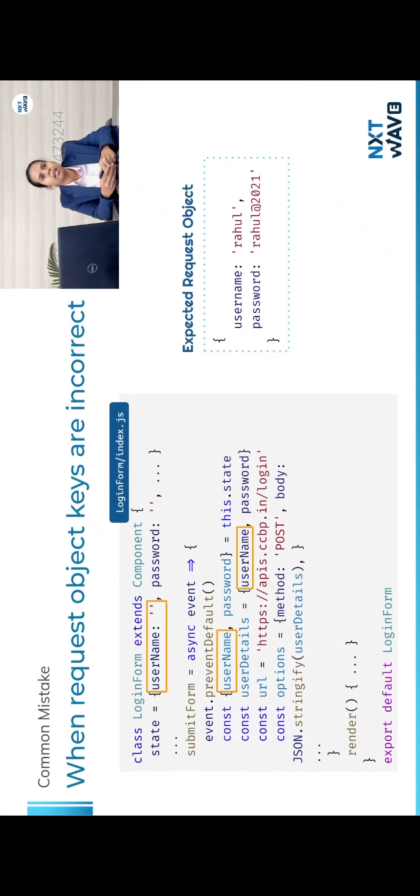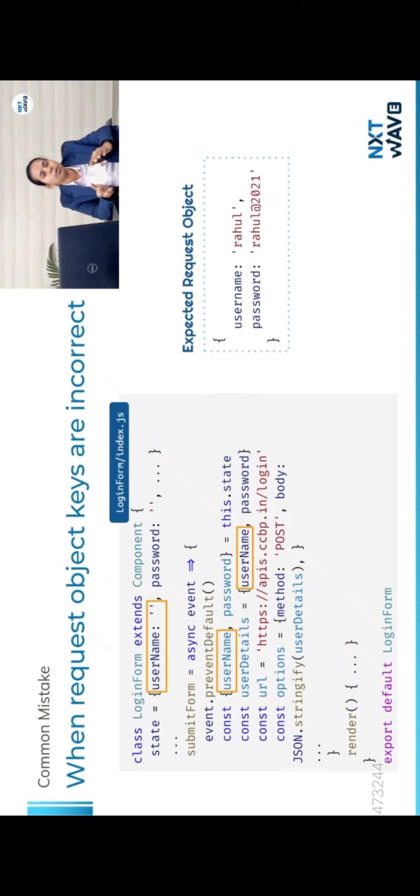Okay, let's understand this. Here you can see that we have an expected request object, where we have the username and password as the keys that we have to pass. Whereas when it comes to our JS code, in the React.js state we have userName, where the N is capital, and we are accessing that from the state and providing that in the userDetails object, and we are finally passing that with JSON.stringify. So here you can see that there is a difference. In the expected request object, we want the username with the n in lowercase, right?